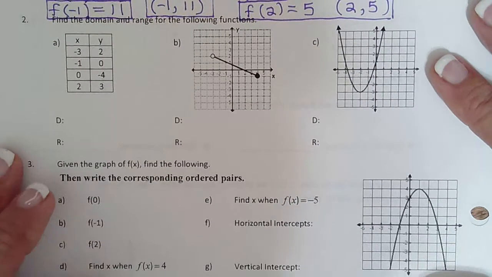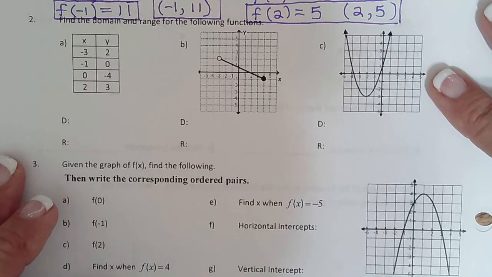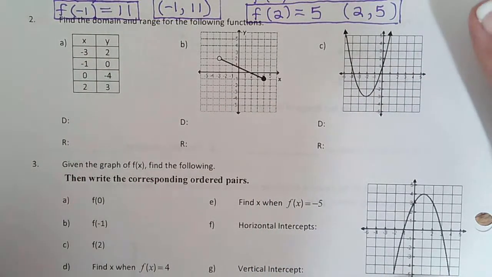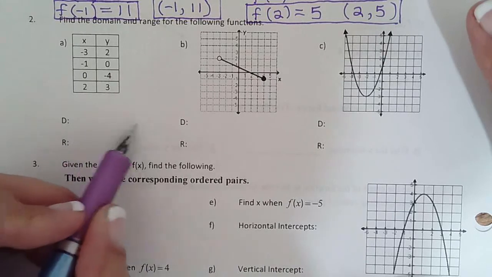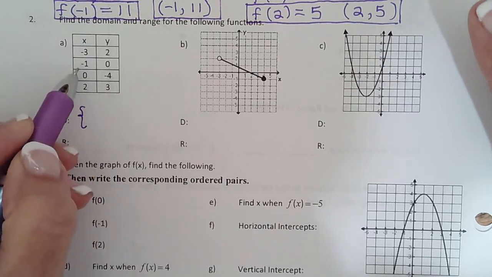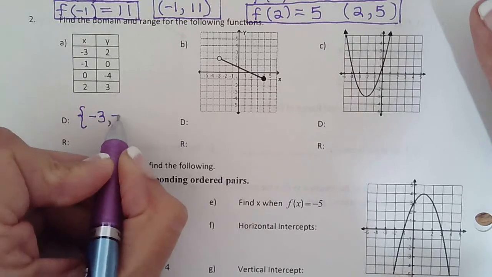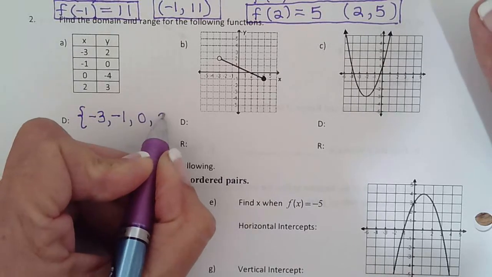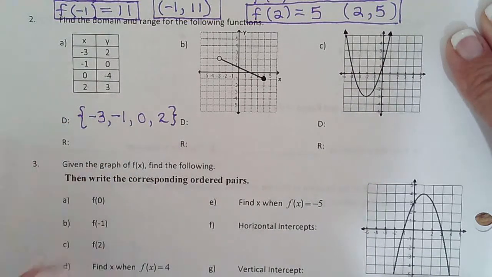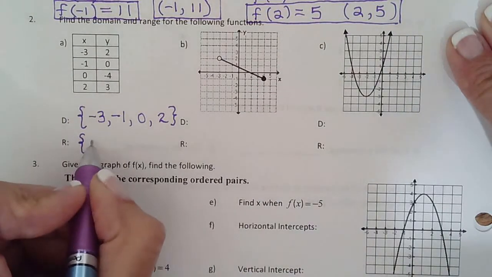Okay, next, this is what we learned on the last page of lesson 3, writing the domain and range. These two are from this lesson. This is from the last lesson. So this one, I can name every element of the domain. So I use this and write -3, -1, 0, 2. So remember doing that on the back page of the last packet? So when I can name the x values, I just write them down. Range, same thing, 2, 0, -4, 3.